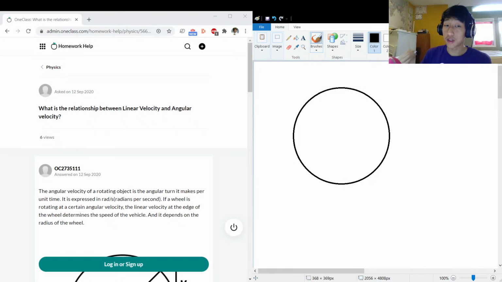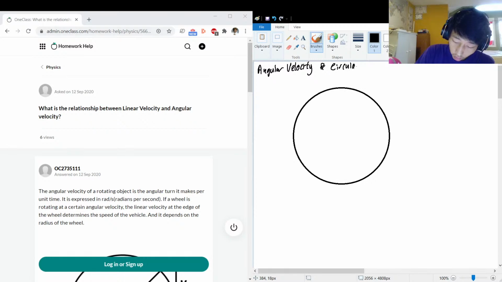Okay, so this is important for circular motion. Circular motion is when you want to start using angular velocity stuff. So angular velocity and circular motion are tightly related. Okay, so imagine this is the center.